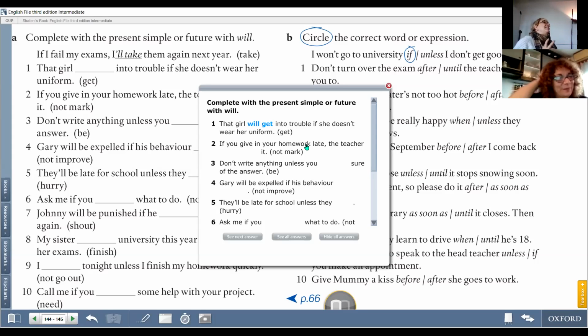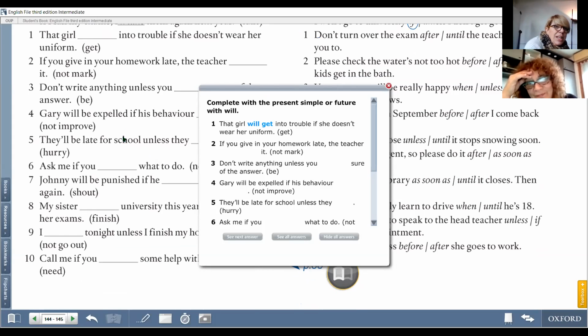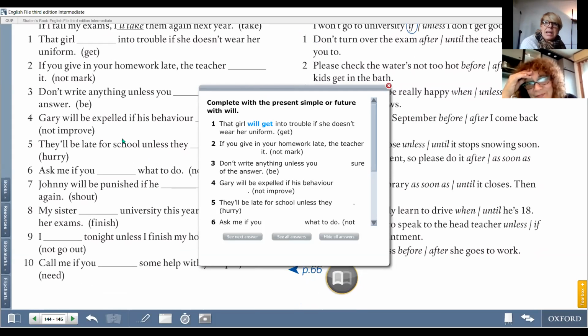So the thing is that she's not wearing the uniform now. What is the result? If she's not wearing the uniform, she will get in trouble. It's one is the result of the other. It doesn't matter if one is before the other, because you can express it in both ways.